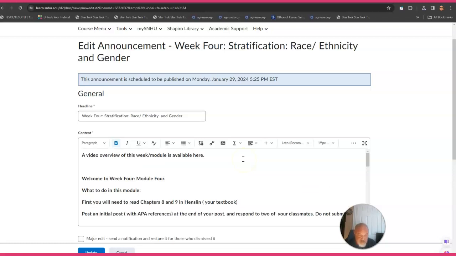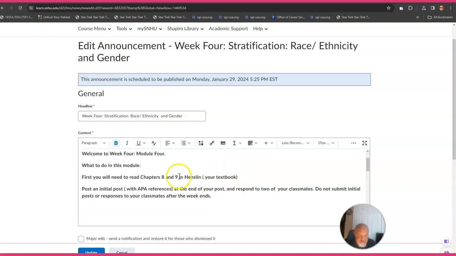To successfully complete this module, what you're going to need to do, please, first, before you get started posting, don't just leap into the discussion, please. You're going to read chapter 8, which deals with stratification systems based on race and ethnicity, and chapter 9, systems of stratification based on gender. And please post an initial post with APA references at the end of your post and respond to your classmates.